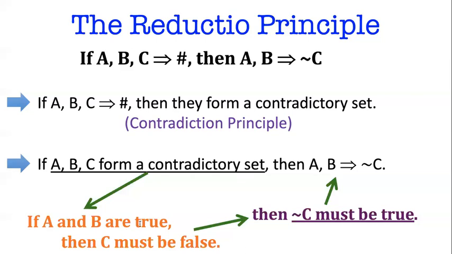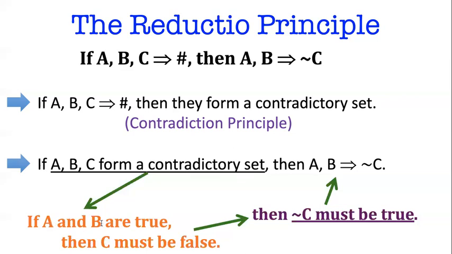Let's say A, B, and C do form a contradictory set. Now imagine that A and B are true. Any two of them, let's say two of them are true, like A and B. Then C, the other one, has to be false. Because if it's a contradictory set and two of them are true, that means they can't all simultaneously be true. So whenever A and B are true, C must be false. If C is false, then the negation of C is true.